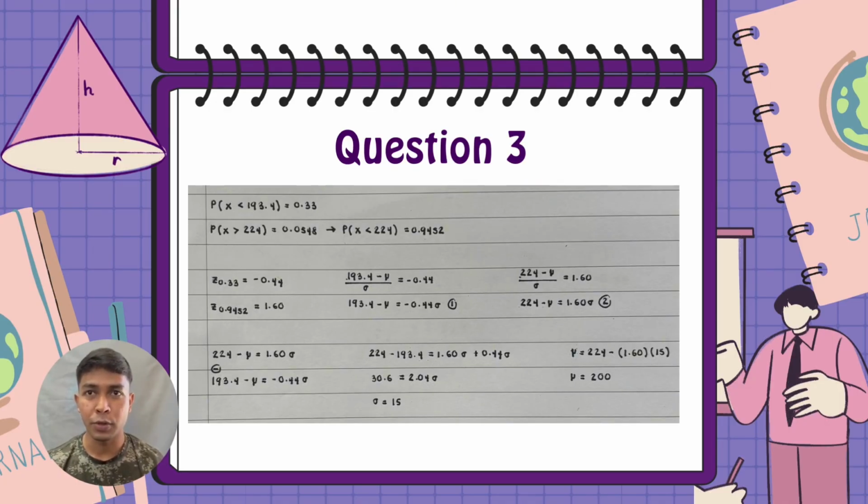We then form two equations using the Z-score formula. Solving these equations simultaneously, we obtain the standard deviation is 15 milliliter and the mean is 200 milliliter. Therefore, the mean amount of drink per cup is 200 milliliter and the standard deviation is 15 milliliter.